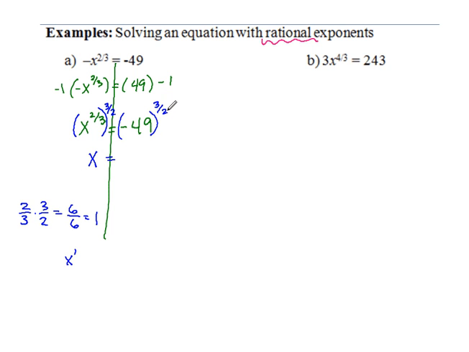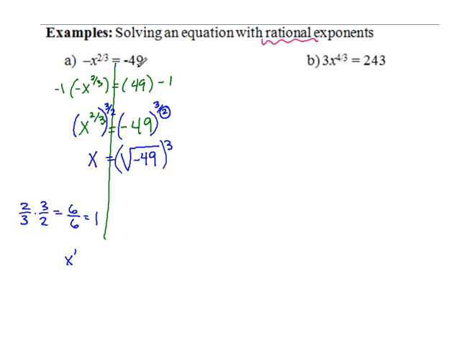So now we have to interpret this. What does this say? This says the square root of -49 cubed. I just realized an error I made. Hopefully you've already realized it. I'm like, wait a second, if I take the square root of a negative, that's going to be imaginary. I don't remember this problem having an imaginary.